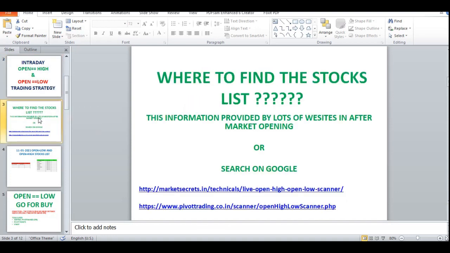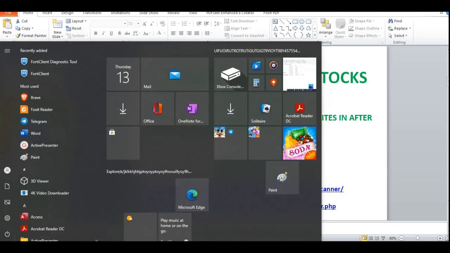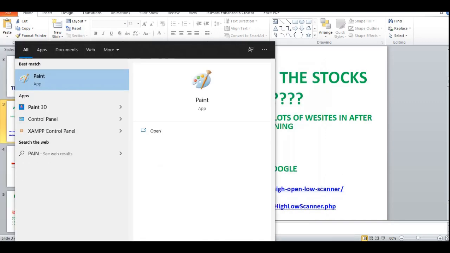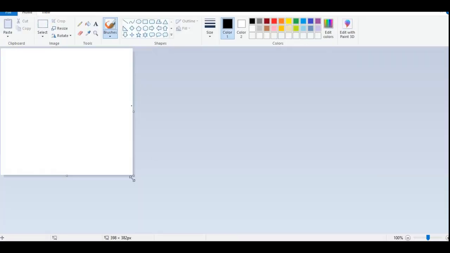First, where to find the stocks list. This information is provided by lots of websites after market opening. If we search in Google, we get this information after 9:15. It's very simple, no? So open is equal to low, or open is equal to high. I will explain with the candlesticks idea.